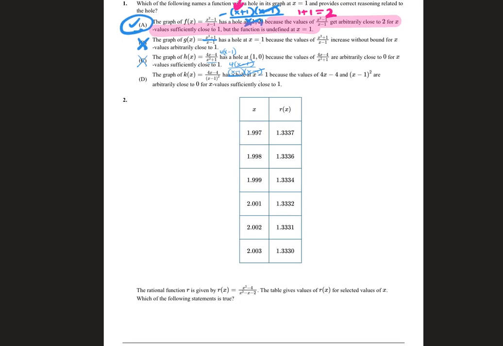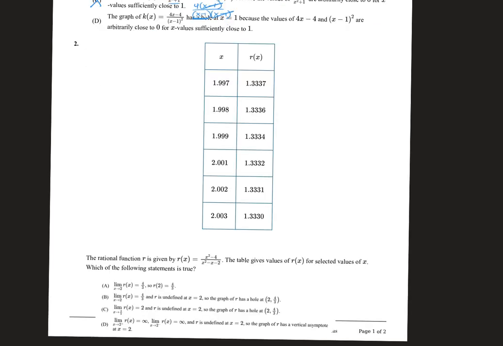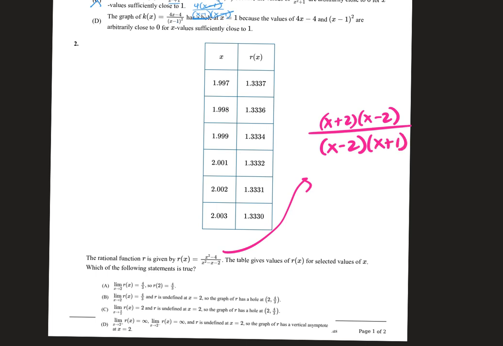It says the rational function r is given by x squared minus 4 over x squared minus x minus 2. The table gives the values of r for selected values of x. Which of the following statements is true? So I pasted in the statements from the next question just so it's on one screen. But let's take this function and break it down. So it'd be x plus 2 and x minus 2 over x minus 2 and x plus 1. So my x minus 2's are going to cancel out, which means there's a hole at 2. It'll be happening around here.